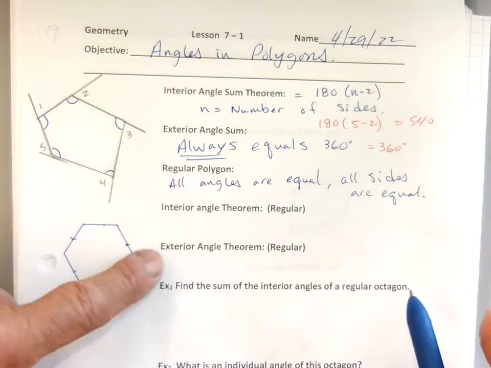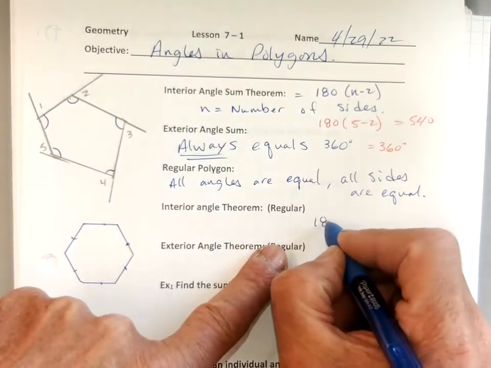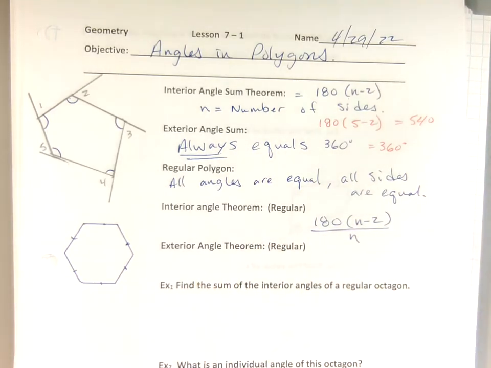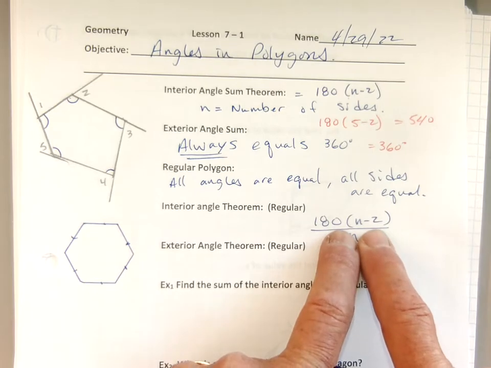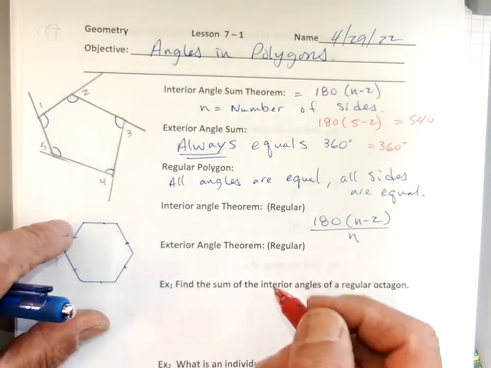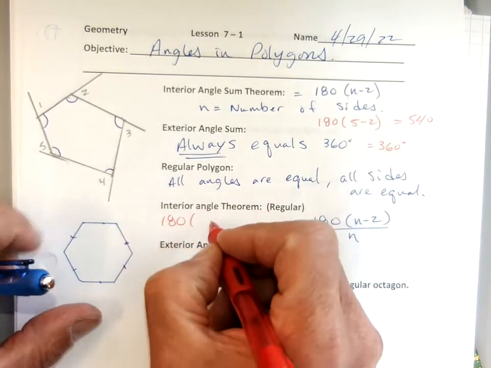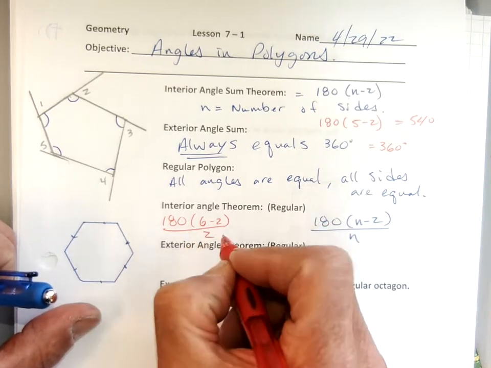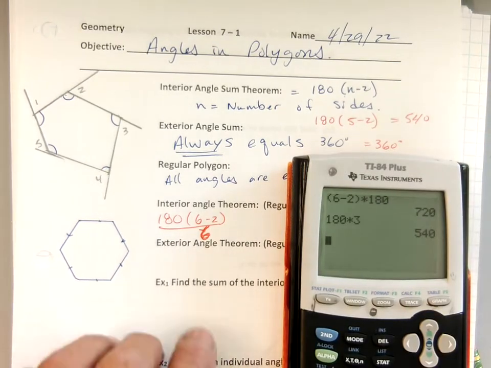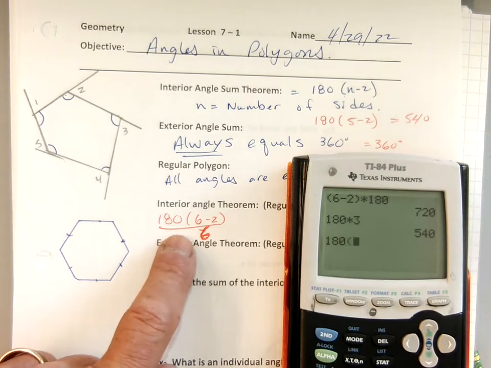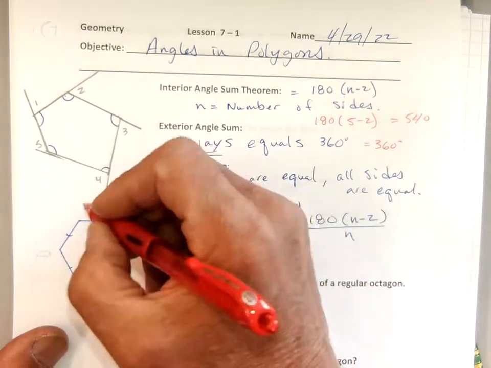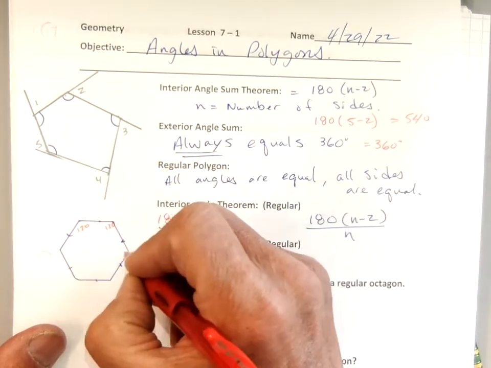So I would take my same formula up here, and I'd go 180 times n minus 2, but I can divide it then by the number of angles, right, to find out what they all are. That's going to give me the sum, and then I divide it by the number of angles, and I get each individual angle. So I go 180 times 6 minus 2, because it's a hexagon, divided by 6, and they're all 120. 120, 120, because it's regular.